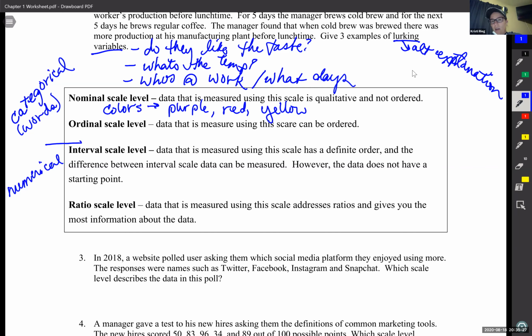Let me tell you some other colors and you will be able to put these in order. Silver, gold, bronze. Those are words. As soon as I said that, you know which one is first, which one is second, and which one is third. So those are words that can be ordered. So what did I say? Gold, silver, and bronze. There's lots of words that can be ordered.